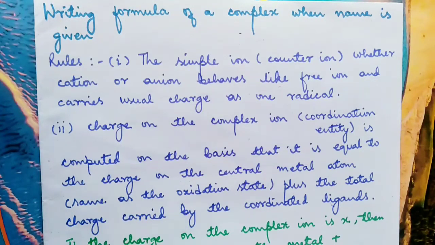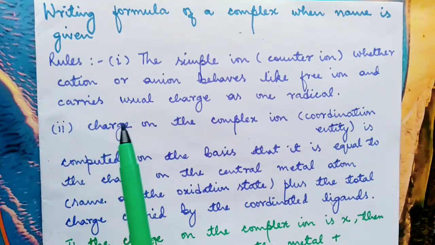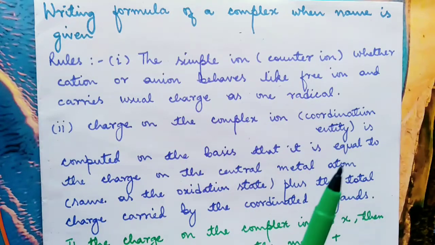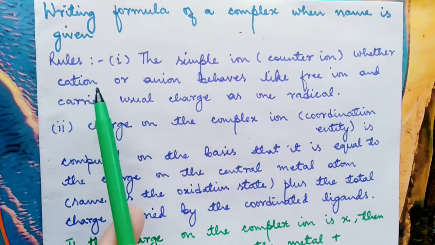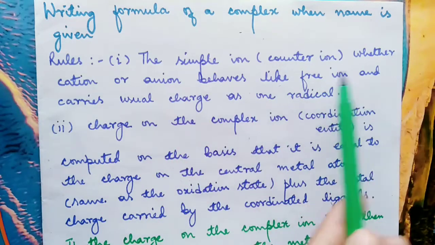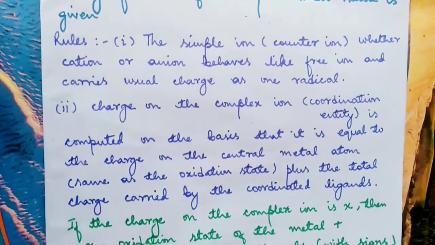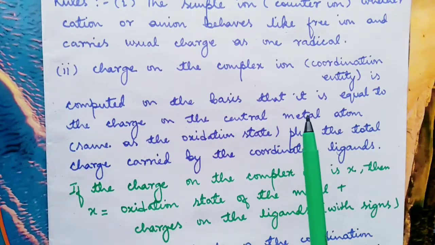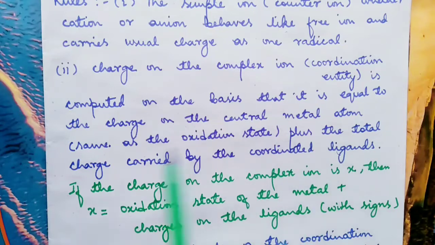In this video, I'm going to teach you how to write the formula of a complex when the name is given. In a complex, we have both the simple ion or the counter ion and the coordination entity. For the simple ion, the cation or anion behaves like a free ion and carries its usual charge. Now for the complex ion, the charge on the complex ion is computed on the basis that it is equal to the charge on the central metal atom plus the total charge carried by the coordinated ligands.